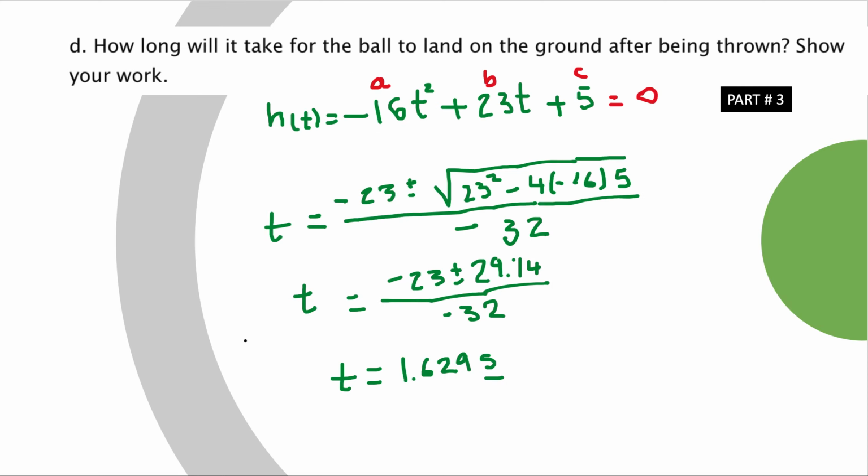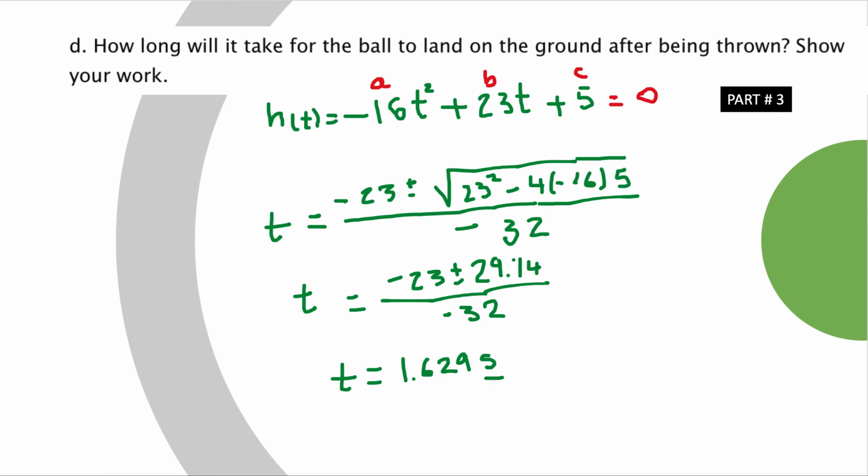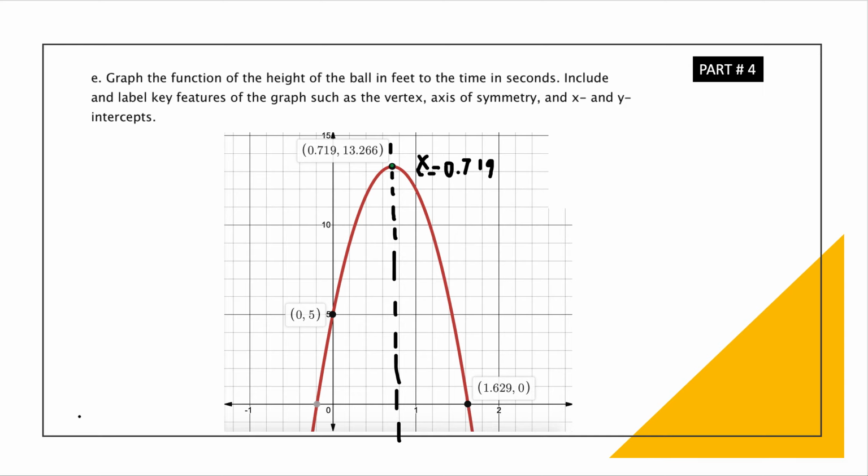If we look at the time when the ball landed on the ground, which is the t-intercept, it is 1.629. So we already have the same. All the information is the same, and the graph of the function illustrates the whole work we did in all three parts previously.